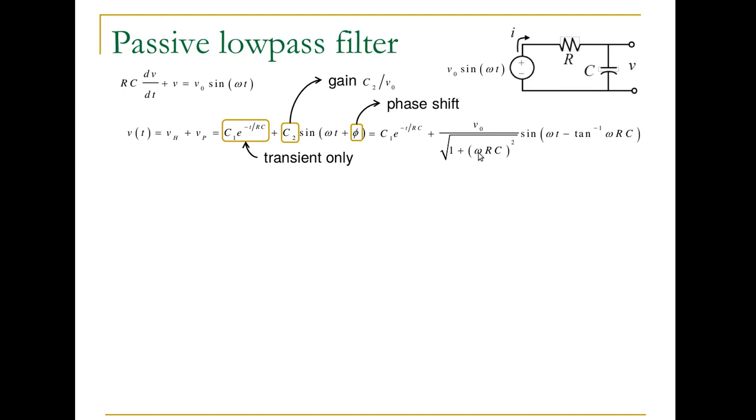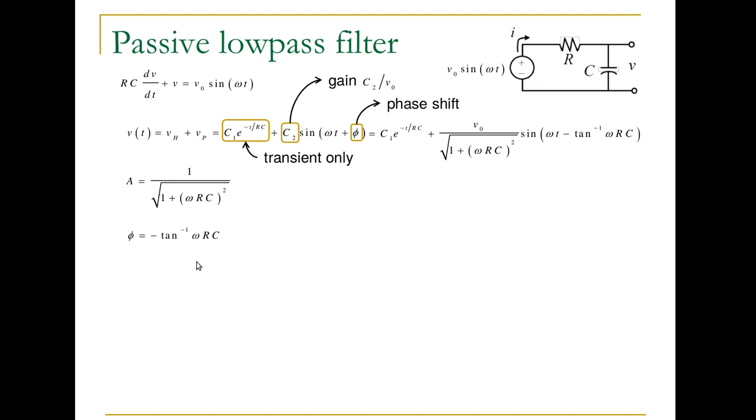So if the input frequency is 0, then the gain for our low-pass filter will be 1. It'll be V0 over 1. So the output amplitude will be the same as the input amplitude. But as the frequency increases, then our output amplitude will always be less than the input amplitude.